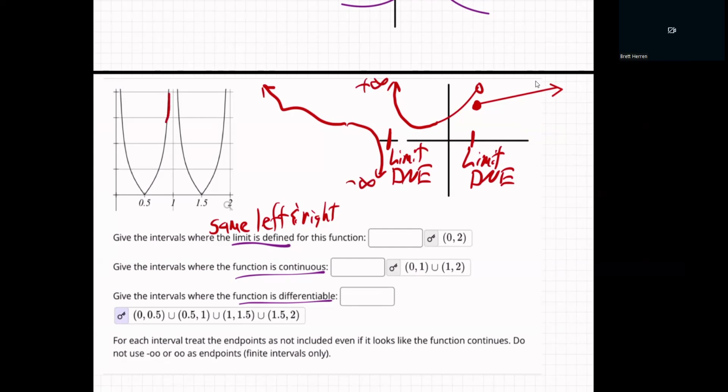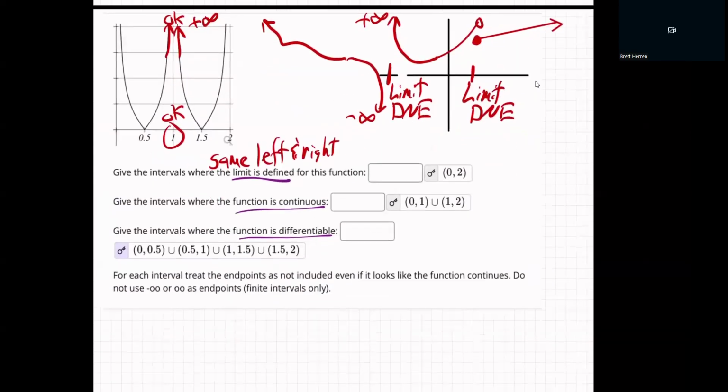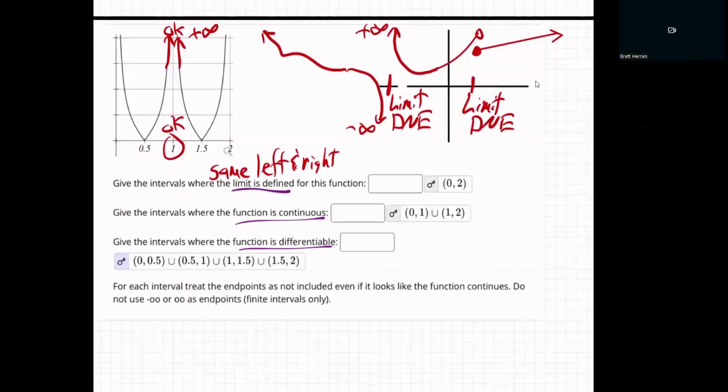Now you think, okay, what about here? It's going up and it's going up. Yeah, that's okay. They're both going up to positive infinity, aren't they? So at one, it's okay. Both sides are going up, up, up, going the same direction. It's okay to go to infinity as long as you both go to the same infinity. You can't have one going down to negative infinity and one going up to positive infinity. That wouldn't exist. So basically everywhere from 0 to 2, the limit is defined. It never has the left and right doing different things like that.